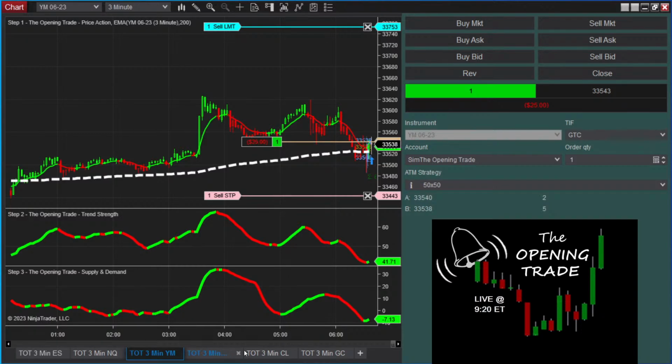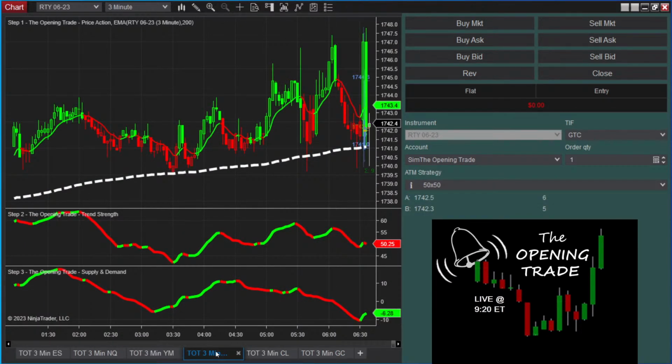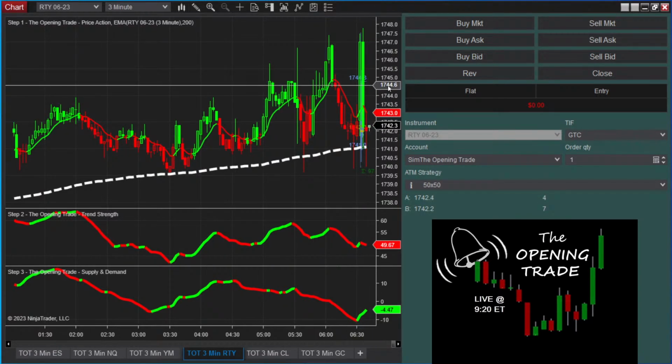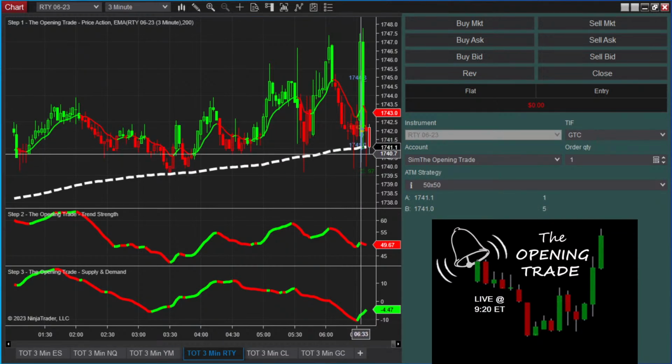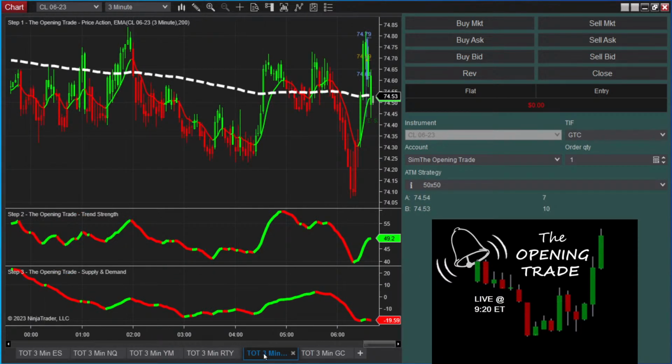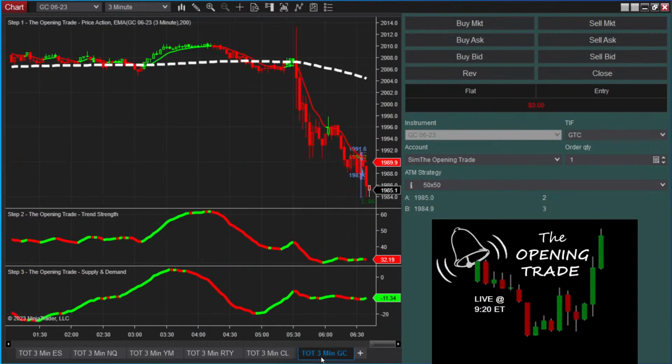Okay, so the Russell did not fire off. That is not surprising. We watched these 2 giant green candles come in up here. And it's very close to the 200 period EMA, so that's not very surprising. Crude oil is on the 200 period EMA, I just don't feel comfortable at this time doing anything with that if we close.